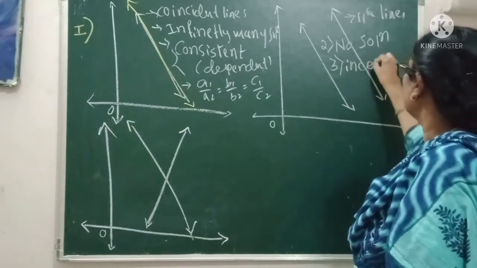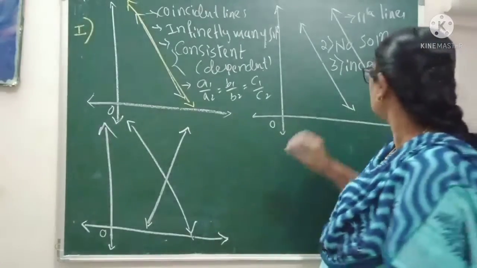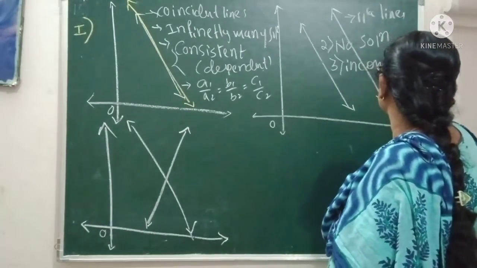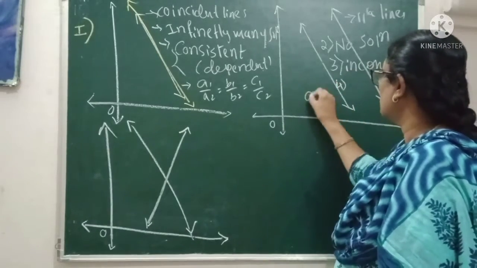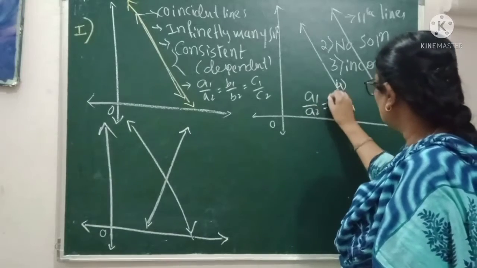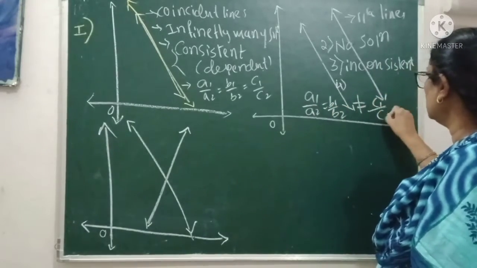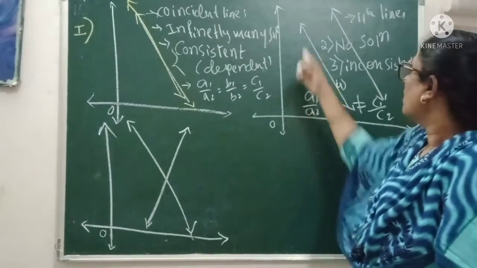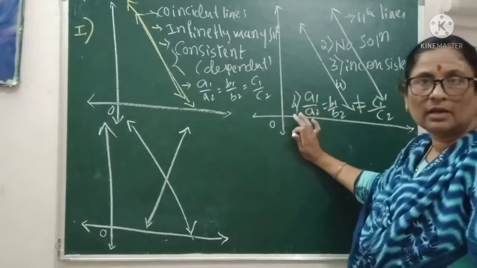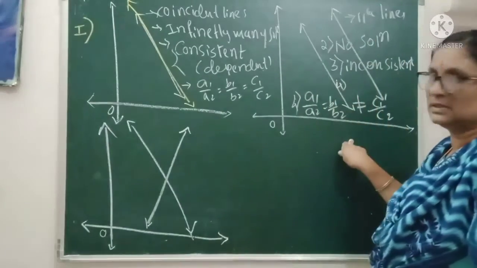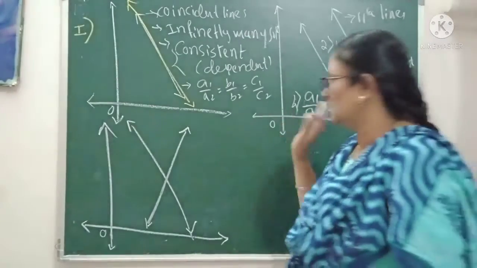Inconsistent. See, when they have a solution, we call the equation consistent. This is inconsistent. The condition we get here with the ratios is A1 upon A2 is equal to B1 upon B2, but not equal to C1 upon C2. This way, all the questions based on this will get clear if you follow these things. Learn well. If you have any confusion, ask me.